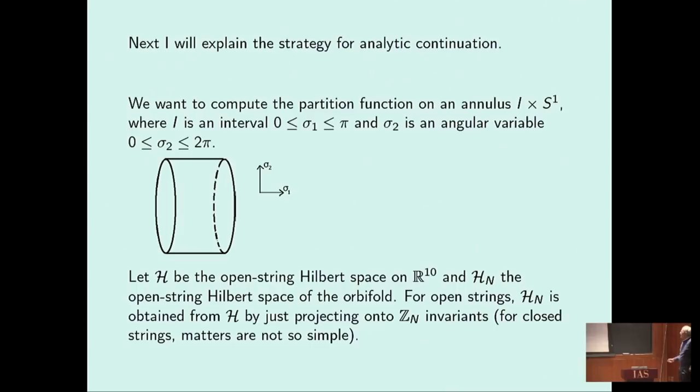So let curly H be the open string Hilbert space in R^10, and curly H sub n is the open string Hilbert space of the orbifold. For open strings, the Hilbert space of the orbifold is gotten from that in R^10 just by projecting onto the Zn invariants. For closed strings, it's different, as you have to add twisted sectors.